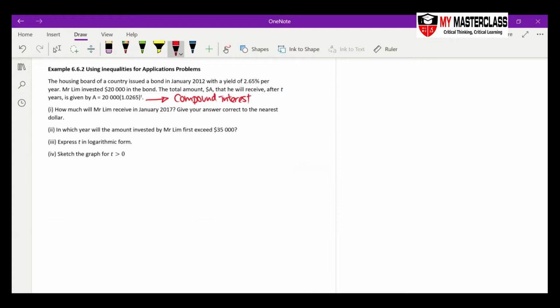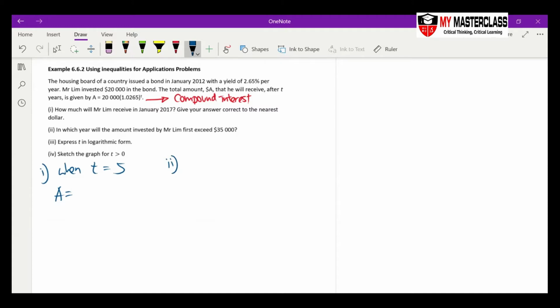All right. So how much will Mr. Lim receive in January 2017? So in 2017, you started in 2012, January 2013, January 2014, January 2015, January 2016, and January 2017. So for part one, the small t is equal to 5. Then your A is equal to, this one just put in. What I want to tell you all is part two, and part three.